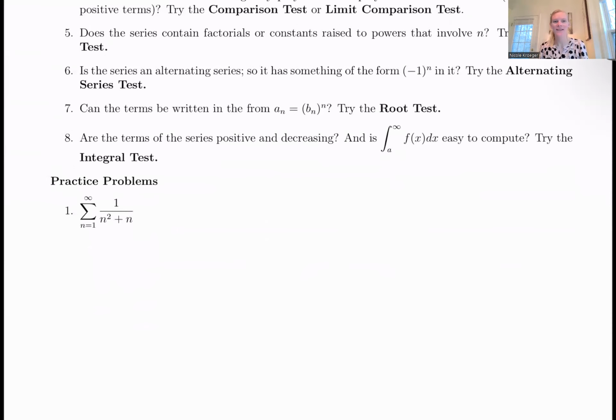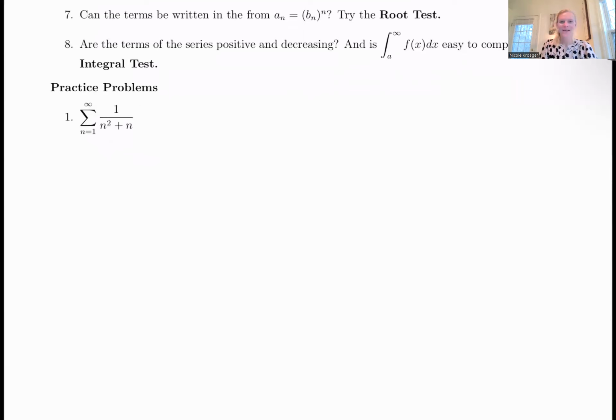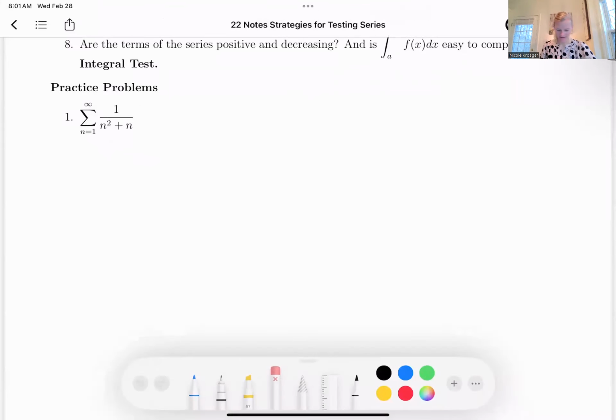I also realized that earlier I didn't scroll all the way down. There's a problem 5 I missed. So let's look at this first one. This first one I said, it looks like a good comparison test. So to use the comparison test, we have to check that the terms are positive, and indeed the terms are positive here. So that's good.